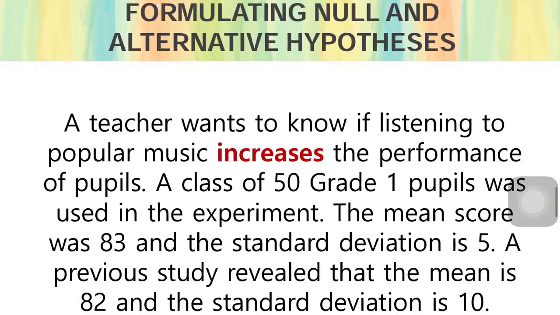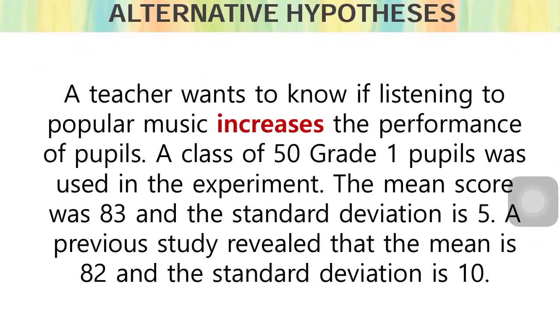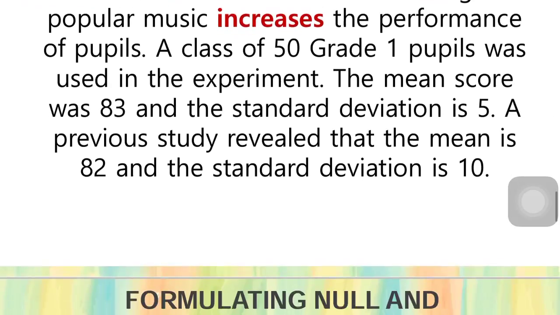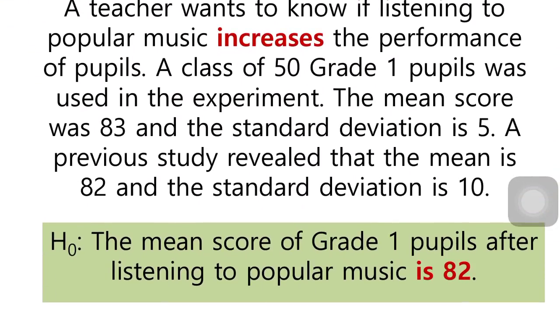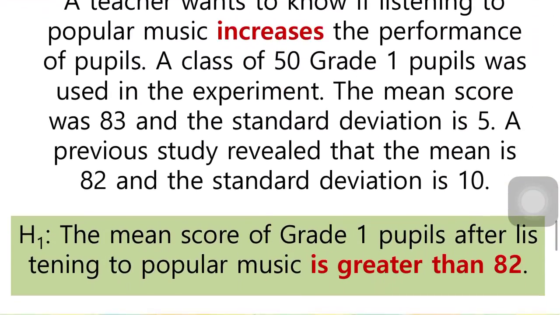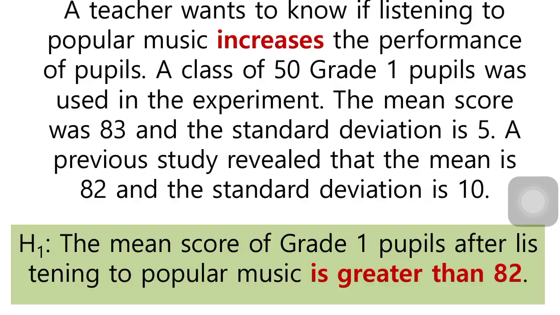What if we change the verb? Instead of affects, we make it increases. What is the null hypothesis? Again, the null hypothesis will remain the same. It's equated to the mean score of the previous study, 82. But our alternative hypothesis is directional. Increases signals a one-tailed, right-tailed. So our alternative hypothesis is greater than 82.